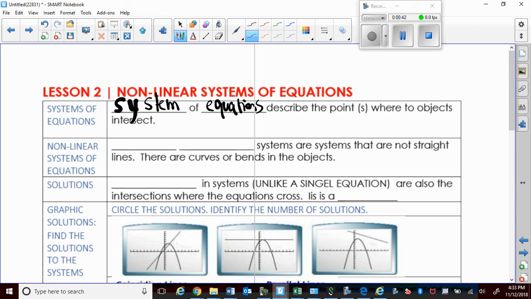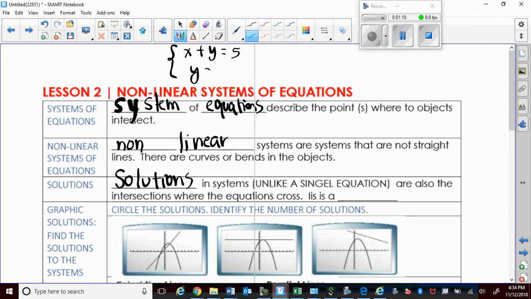So nonlinear systems are just not straight lines. They don't have to both be straight lines. At least one of those equations is a curve. So there are curves or bends in the object. Now, solutions in systems, you have two or more equations. This is a system: x plus y equals 5, y equals x squared. This is a system of equations.